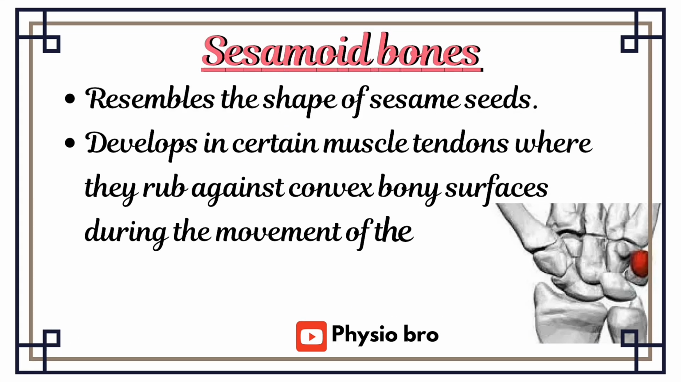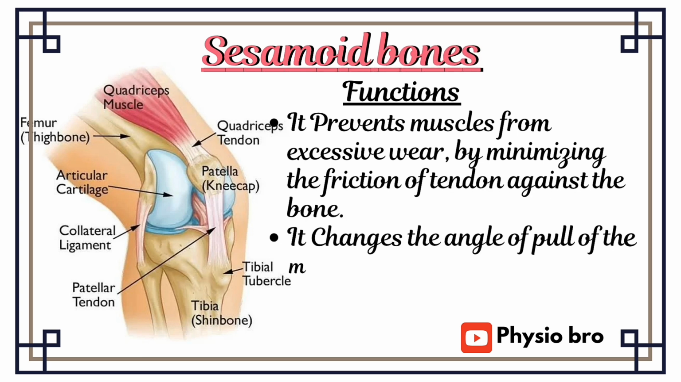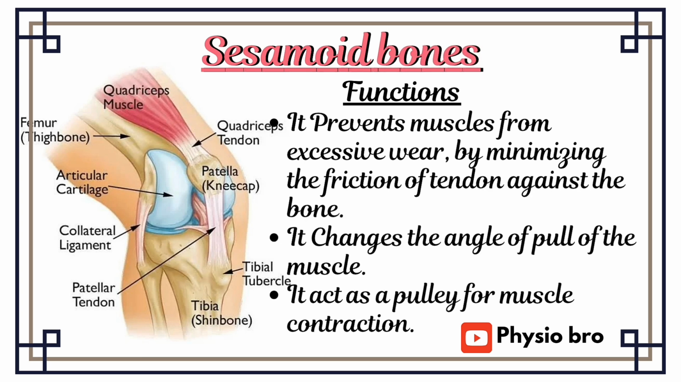Sesamoid bone. Sesamoid bones resemble the shape of sesame seeds. It develops in certain muscle tendons where they rub against convex bony surfaces during the movement of the joint. Example, pisiform, a carpal bone formed in the tendon of the flexor carpi ulnaris muscle. Functions of the sesamoid bone. It prevents muscles from excessive wear by minimizing the friction of tendon against the bone. It changes the angle of pull of the muscle. It acts as a pulley for muscle contraction.